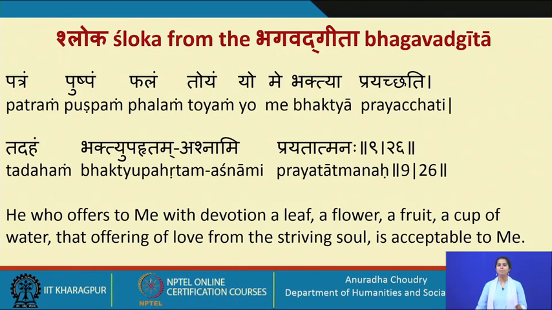Patram pushpam phalam toyam yo me bhaktya prayachate tadaham bhaktyupahritam ashnami prayatatmanaha.